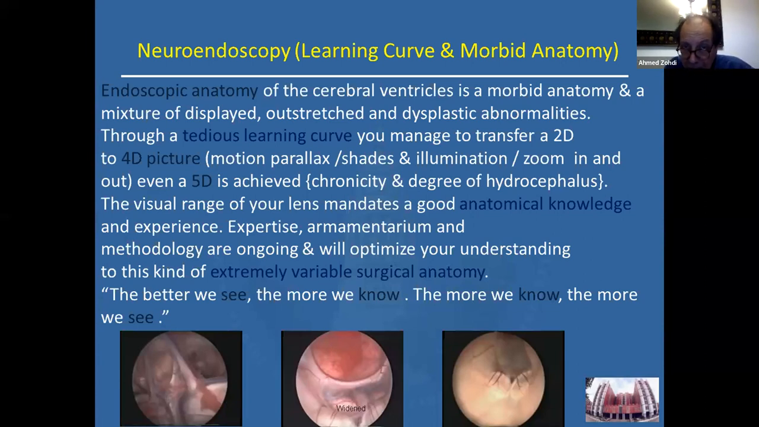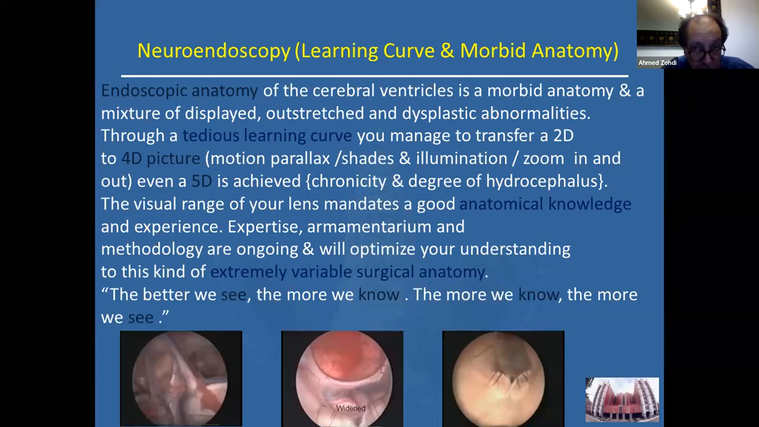It's the motion parallax, it's the chase, the illumination, the zoom in and zoom out, and even you reach up to a 5th D. It is achieved by the chronicity of the disease and knowing what happens and what are the aftermath and the sequelae and the sequential anatomy, as we call it, as the disease progresses and the degree of hydrocephalus becomes more and more chronic and it enlarges.